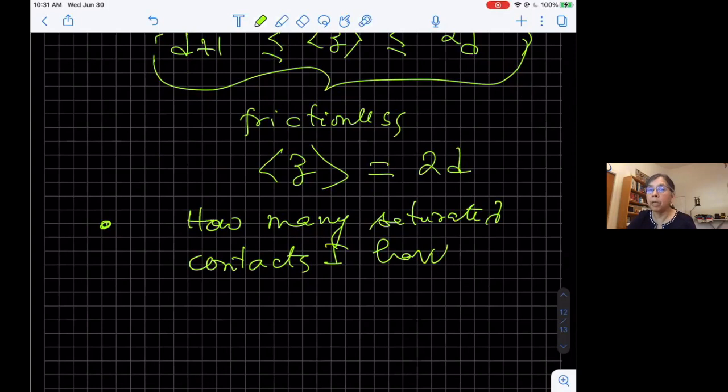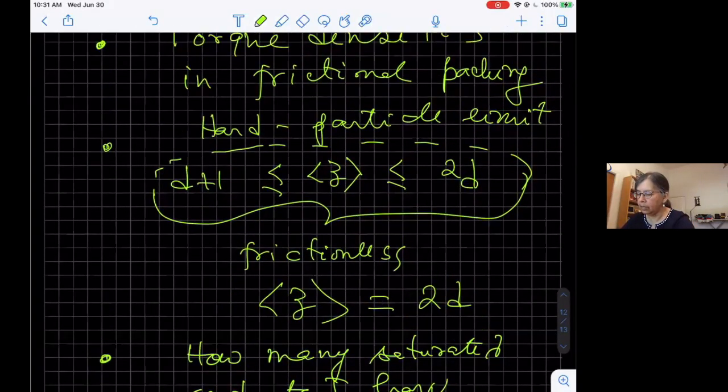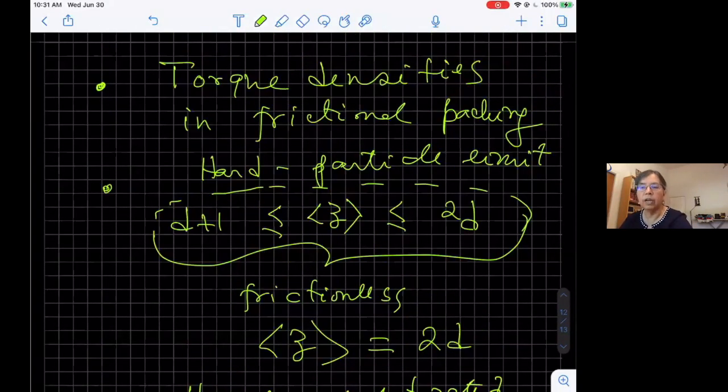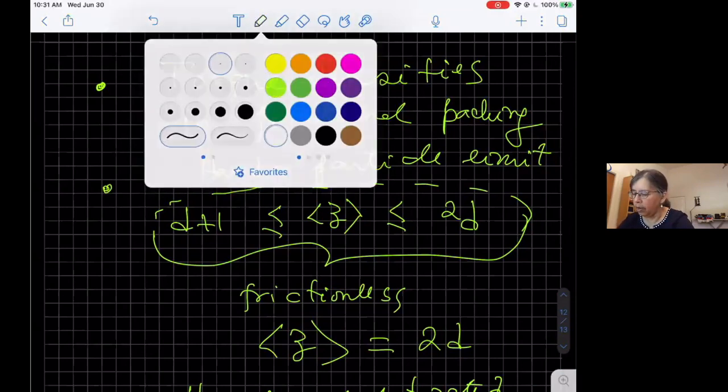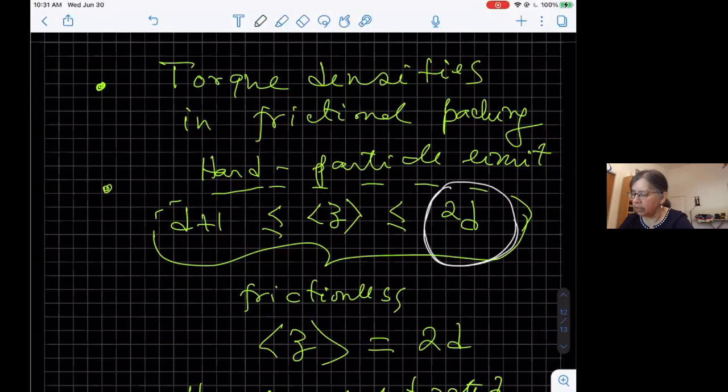Below D plus one, I cannot satisfy force balance. So I have to have at least D plus one. So I cannot have a system in mechanical equilibrium for Z less than D plus one. And above 2D, if these are hard spheres, I cannot go. But if they're slightly soft, that upper limit, which is for both frictionless and frictional, is only relevant for infinitely rigid grains.